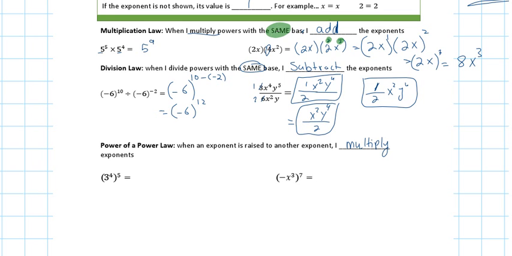So if I have 3 to the power of 4 and then to the power of 5, that's 3 to the power of 20, because I have 4 times 5. I have negative x to the power of 3 and then to the power of 7. What is that? Negative x to the power of 21. Yep, and then negative x stays in the bracket.